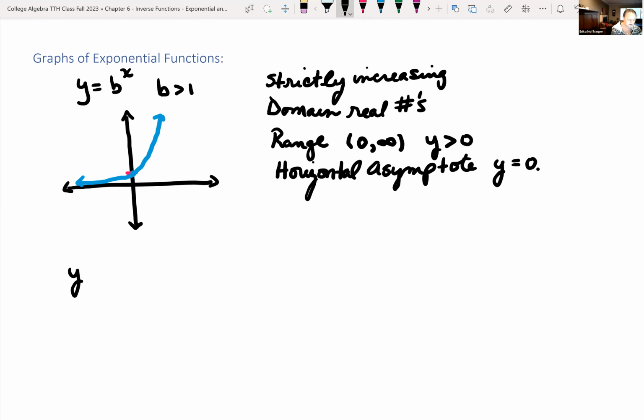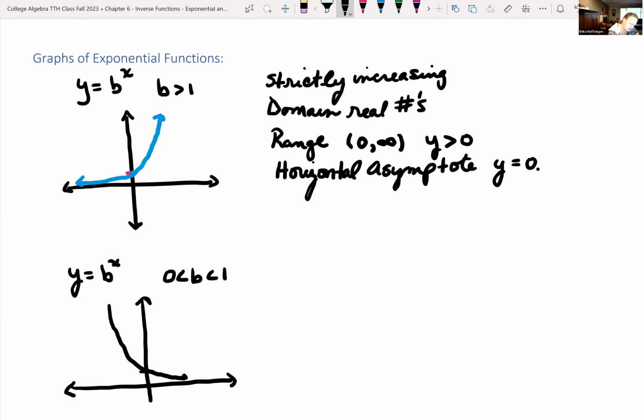So if we have y is equal to b to the x, b is between 0 and 1. Again, anything raised to the 0 power that is not 0 is 1. So if we plug in 0 for x, we get back 1 for y. And our graph would look like the following, or just a similar shape. So basically, it looks like a reflection of y equals b to the x across that y-axis. Notice that in this case, this is strictly decreasing. So our function is strictly decreasing.